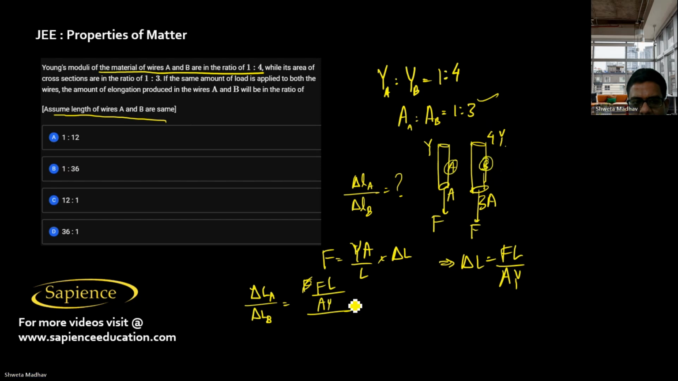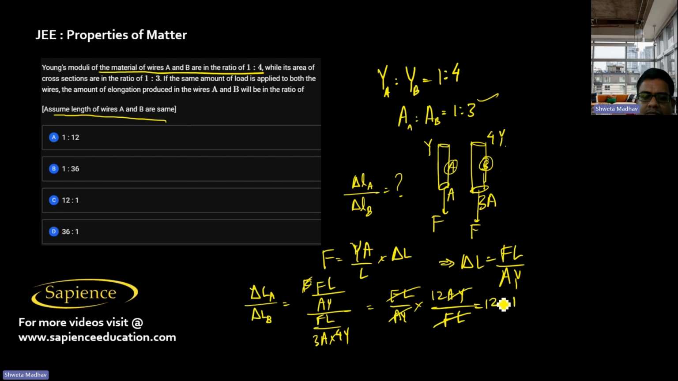Okay, by FL by 3A into 4Y. This will be FL by AY into 3 into 4, that is 12 AY by FL. The FL will cancel, A by A will cancel, so that is equal to 12 is to 1. 12 by 1 means 12 is to 1, so option C is the correct answer.